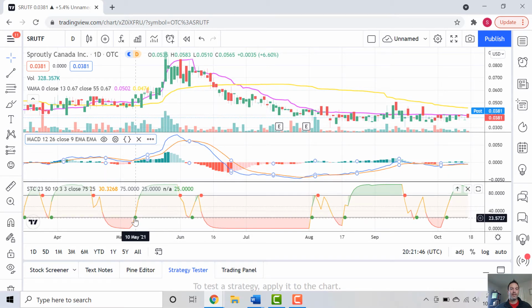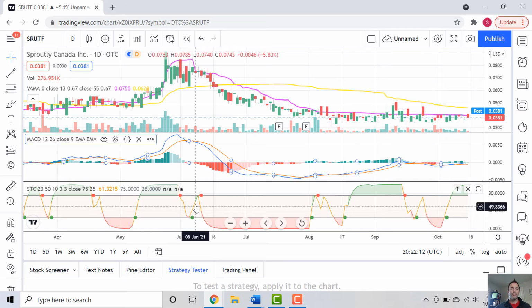Same story with the STC. You can see we crossed above 75. That happened on the 12th of May. That was the first big gainer here. That was a 6% gain. We stayed above positive territory until the 28th of May. The price increased there. We opened really low, mid 5-cent range here. We closed here close to 7, so a nice gain period.